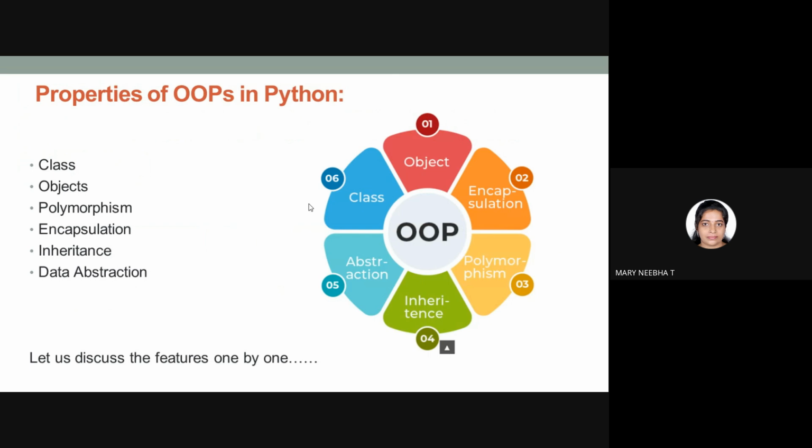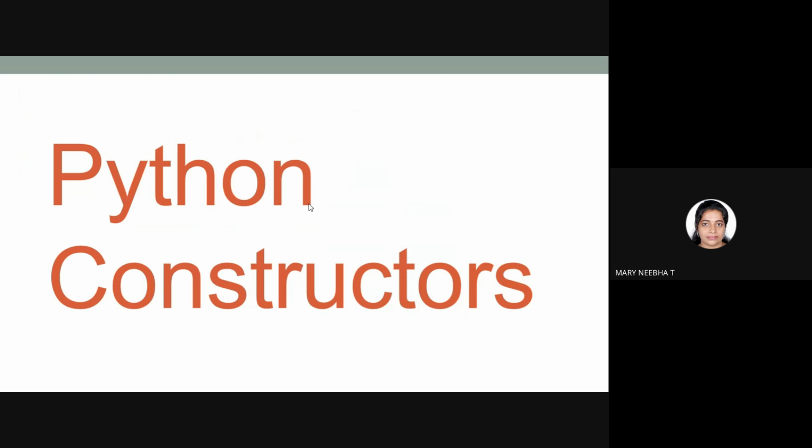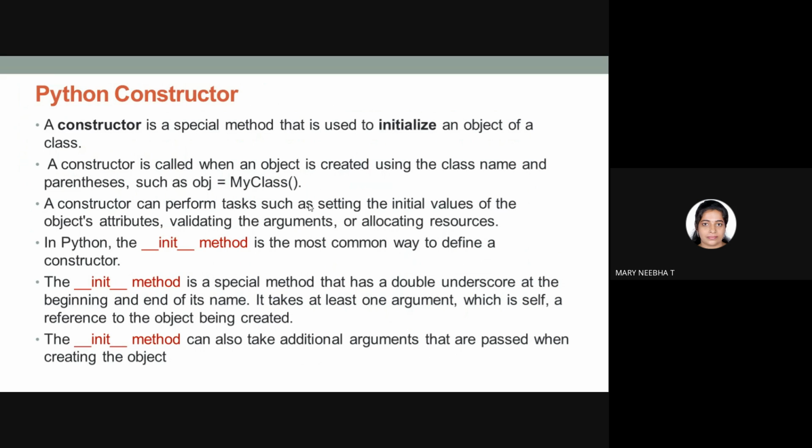We have seen a lot of properties of OOPs in Python: classes, objects, polymorphism, encapsulation, inheritance, data abstraction. The constructor is also a term we use in other languages like C++ and Java, which are also object-oriented languages. But in Python, instead of constructor, we commonly use the name init function. A constructor is a special method that is used to initialize an object of the class.